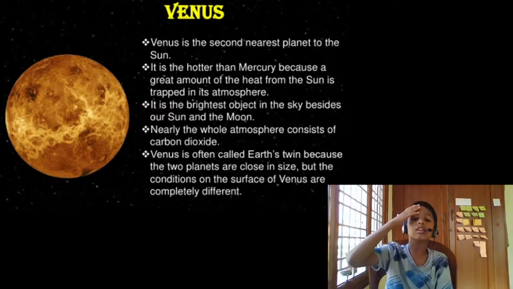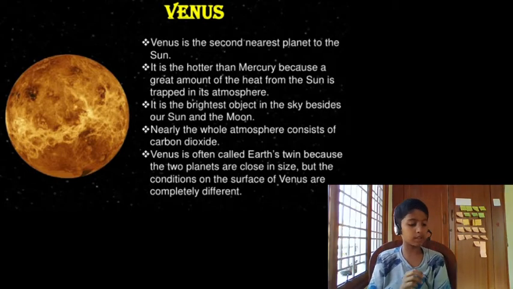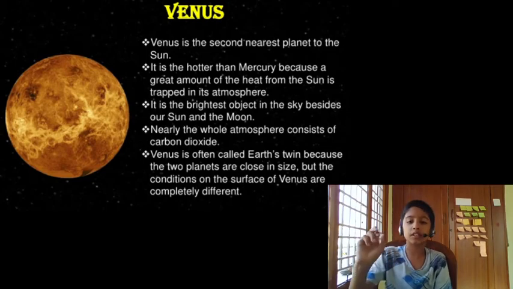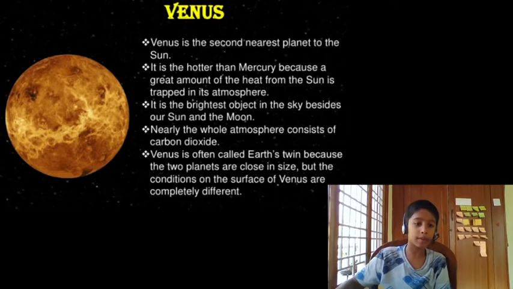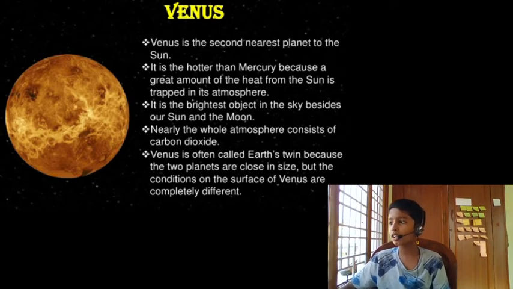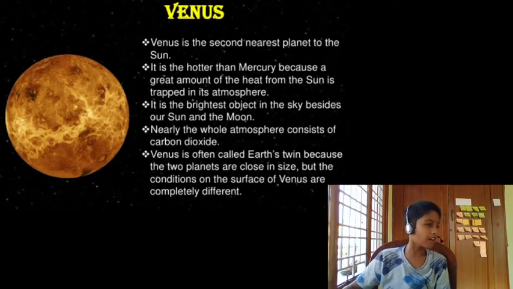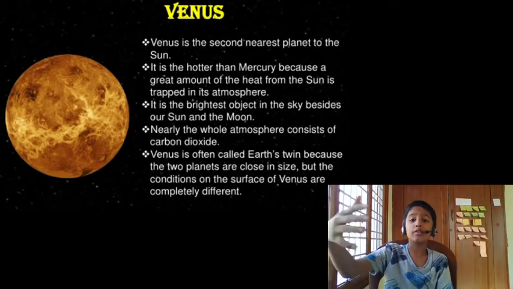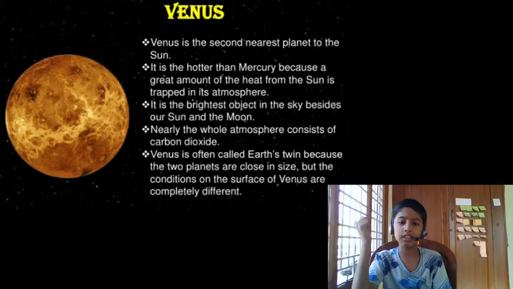Venus is often called the Earth's twin because it's close in size. Venus is approximately 95% of Earth. I heard that in an online class. Sorry, 95% of Earth can be covered with Venus.